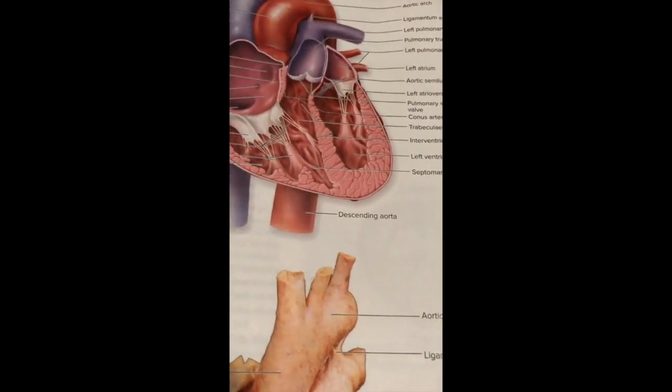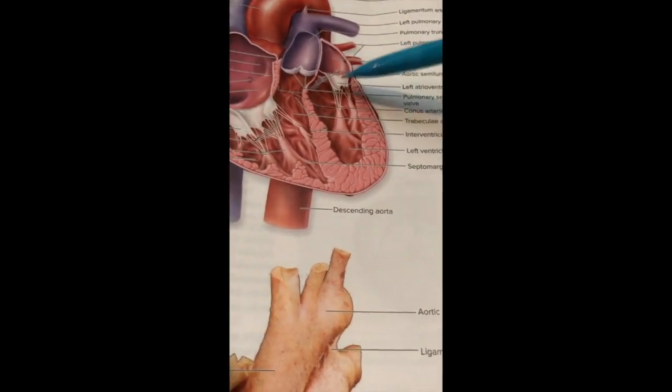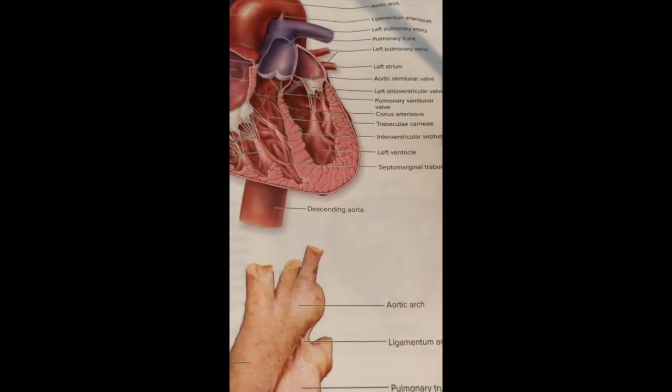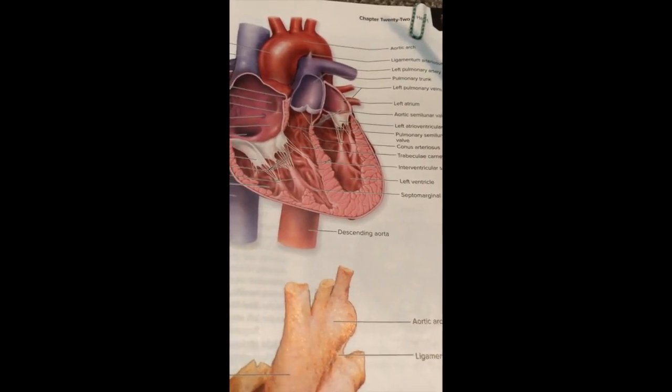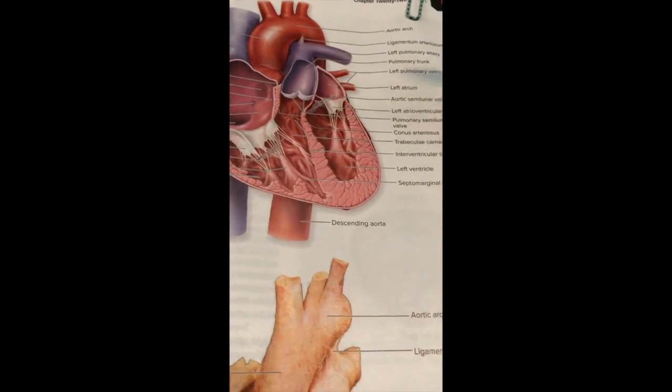So the first line on trace 1 says left atrium. The second line, you're going to put left atrioventricular valve and get in the habit of spelling out atrioventricular so that the automatic testing doesn't mark it wrong.